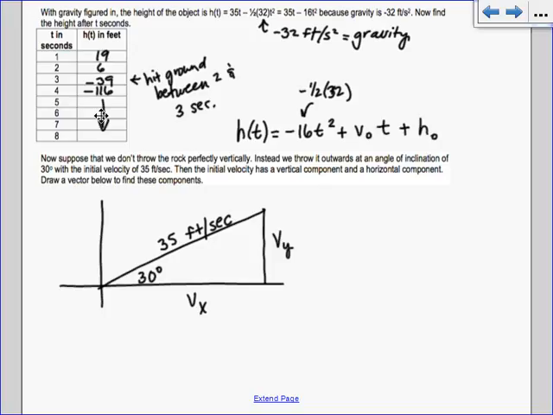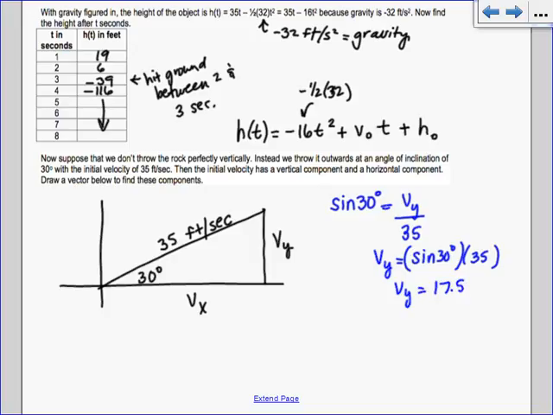Okay, and if we want to find Vy and Vx, we use SOHCAHTOA. So we say sine of 30 degrees equals opposite, which was the vertical component, over 35, the hypotenuse. So we get Vy equals sine of 30 degrees times 35, which ends up being 1/2 times 35, so 17.5. And then likewise, if we want to find Vx, the horizontal component, we do cosine of 30 degrees equals Vx over 35.